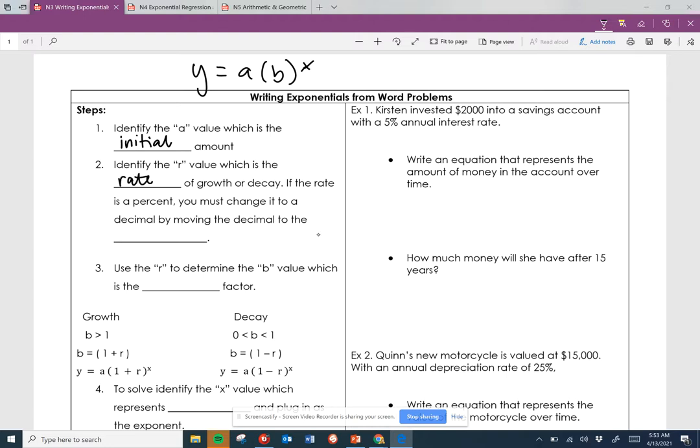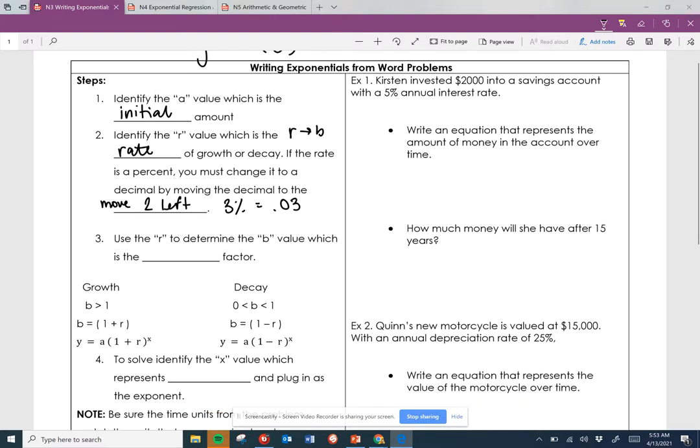Be careful, because you see we don't have any r's here in our equation. So we're going to use the r value to get to our b value. We have to use that. Also, don't forget that normally our r values are going to be percents, for example, 3%, and we're going to want to change that to a decimal. If we change that to a decimal, that would give us 0.03. So we have to move the decimal 2 places to the left.